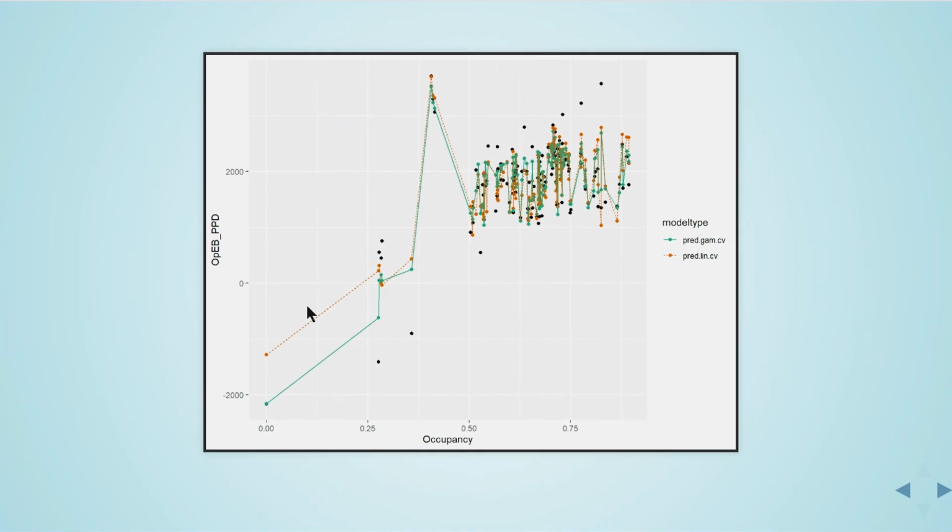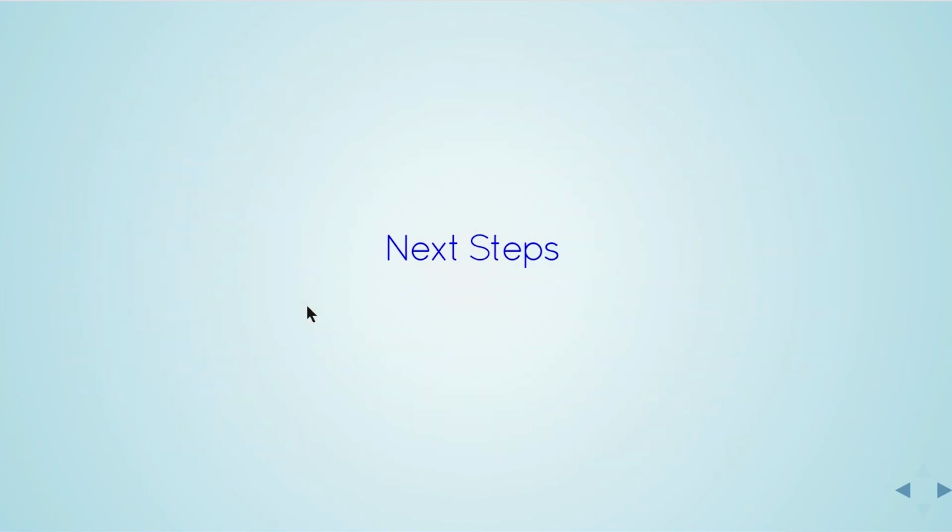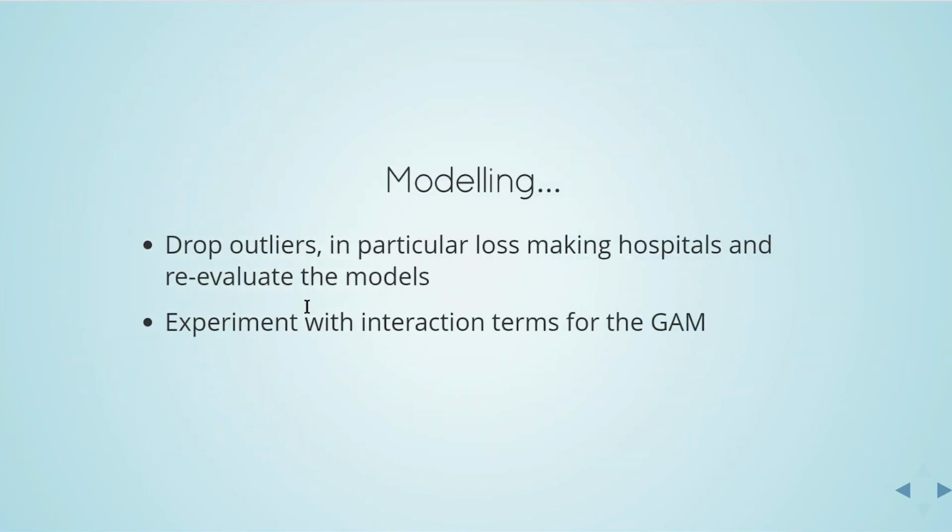Okay, so this is just the final slide, showing the prediction around occupancy, which proved the most significant. Next steps: there were some outliers in terms of loss-making points, and you could see that in the residual plots. They were sort of distorting the fit.